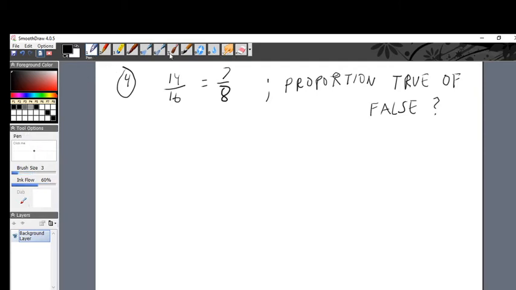Okay, so anyway, proportion true or false. What I was trying to point out is that this equal sign over here is tentative. We don't know yet whether it is true or false. If the cross multiplication works out, you say true. If the cross multiplication does not work out, it's false.